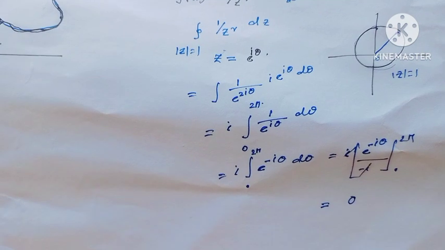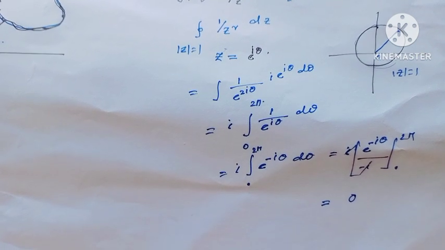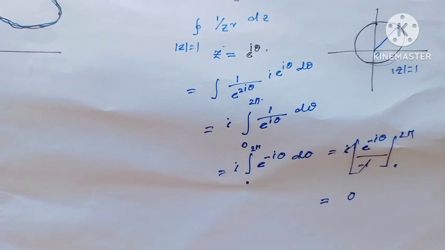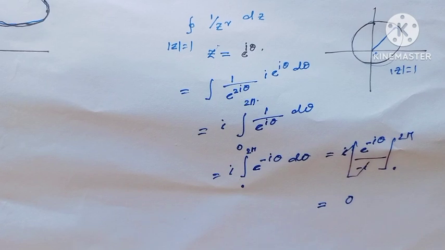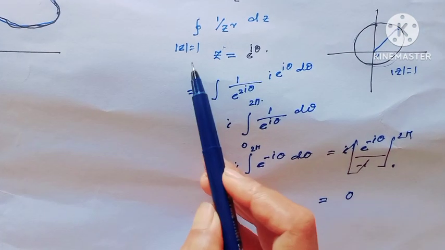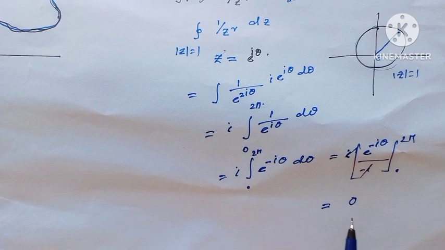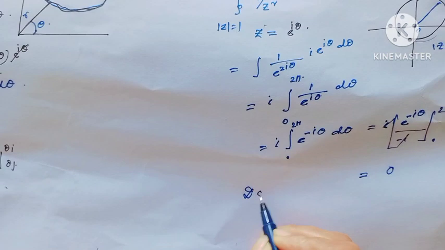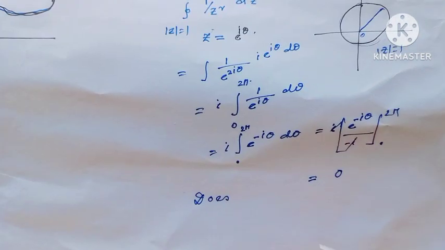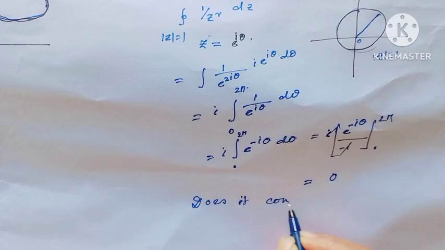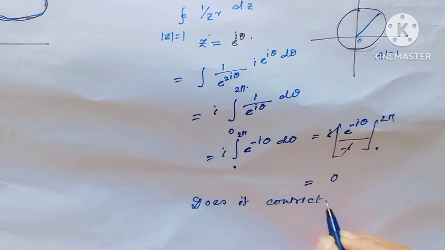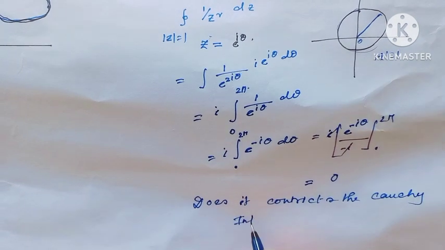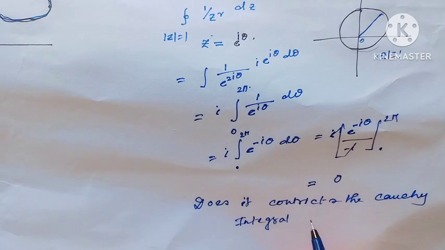Notice the interesting thing here: the function is not defined at z equal to 0. That means in this closed curve the function is not analytic, but the value of the integration over this closed curve is equal to 0. Now the question: does it contradict the Cauchy integral theorem or the Cauchy-Goursat theorem?